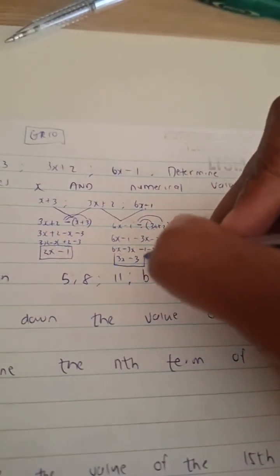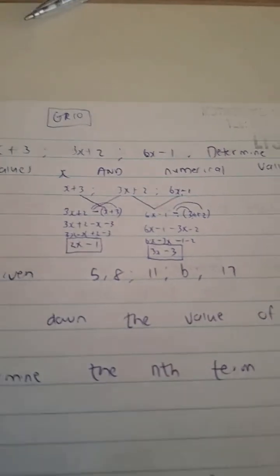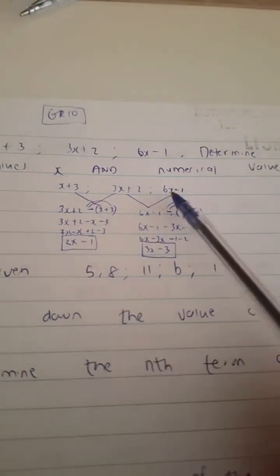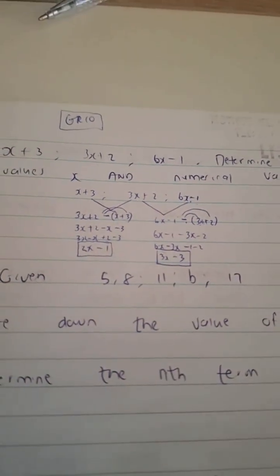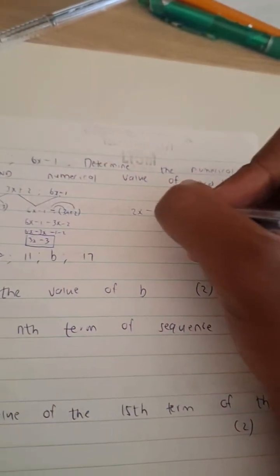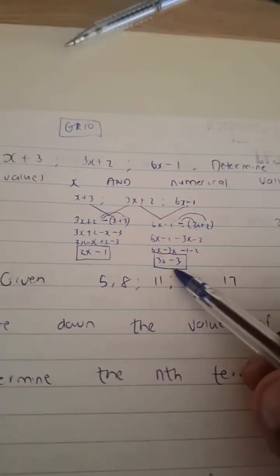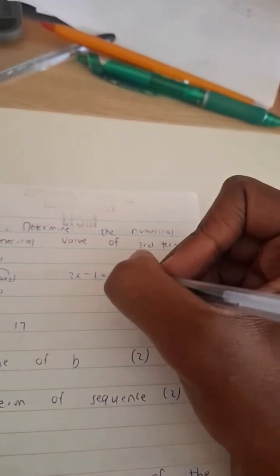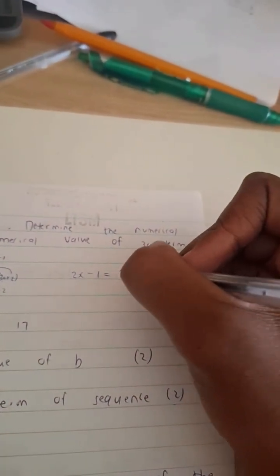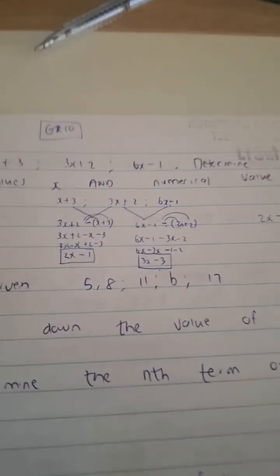Now, remember, what did we say? We said that the first difference of a linear number pattern is constant. So this 2x minus 1, we are going to say it's equal to 3x minus 3. Then we are going to solve for x.